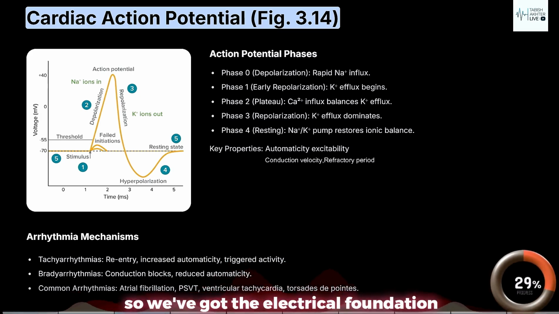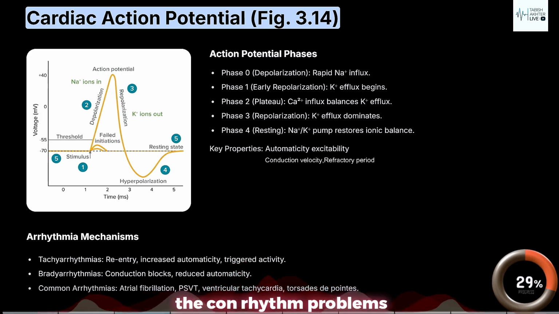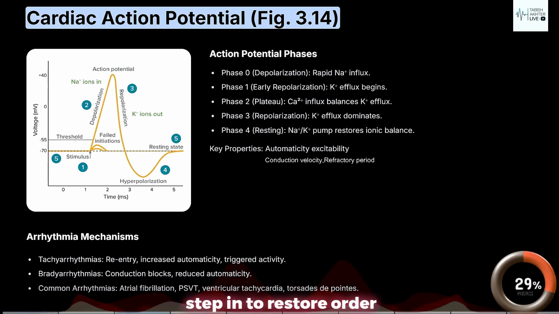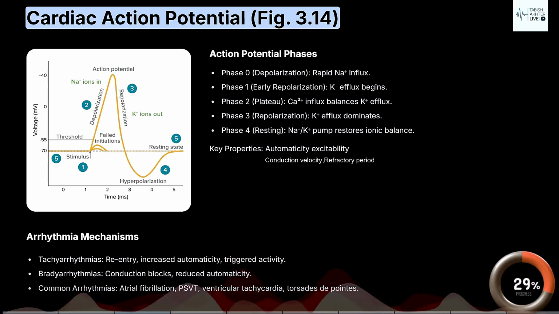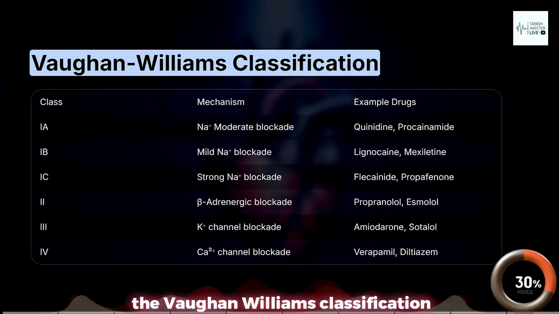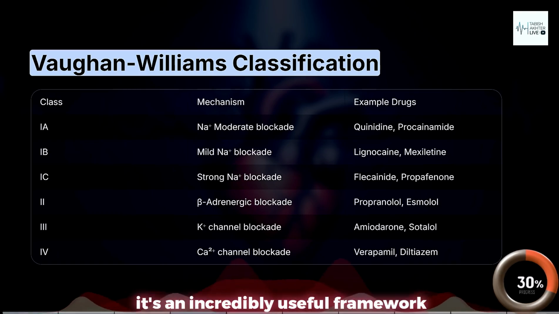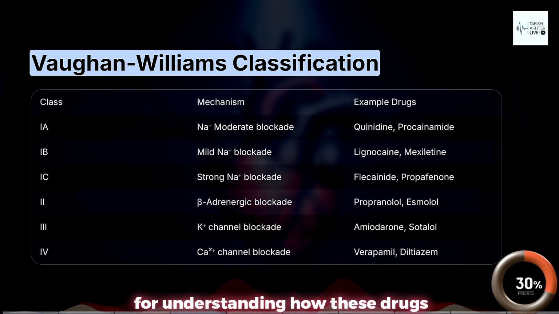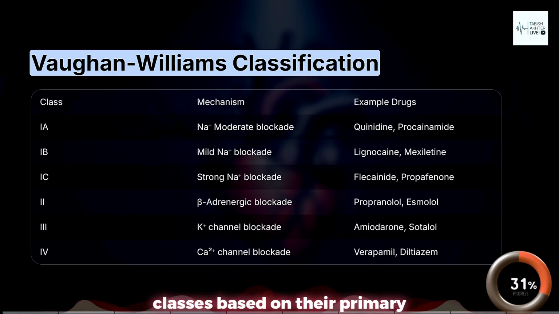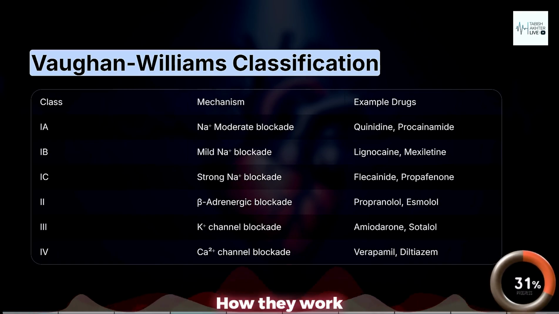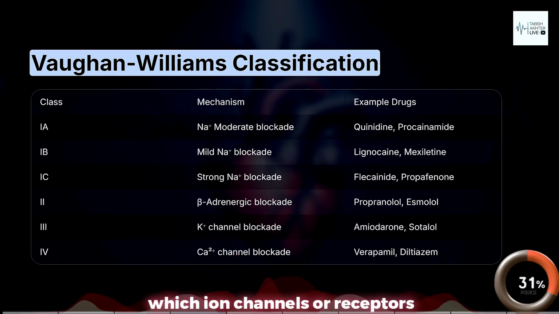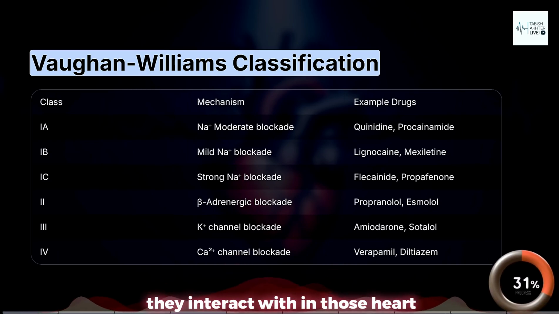Okay, so we've got the electrical foundation, the common rhythm problems. Now, how do antiarrhythmic drugs actually step in to restore order? That's where the Vaughan-Williams classification system comes into play, right? Exactly. It's an incredibly useful framework for understanding how these drugs work. It groups them into 4 main classes based on their primary target. How they work, basically. Yeah, how they affect the heart's electrical activity, specifically which ion channels or receptors they interact with in those heart cells.